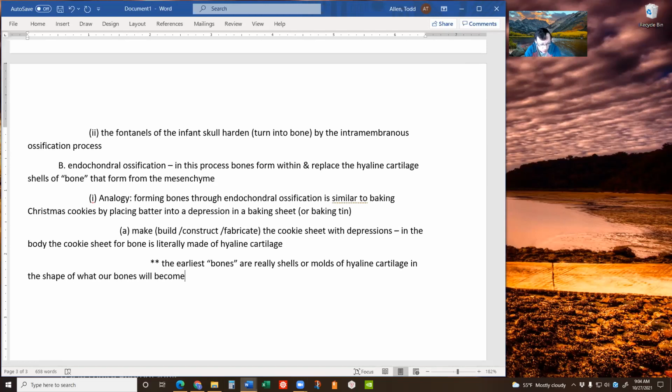But we can observe, nonetheless, that the earliest bones are really made of shells of cartilage, hyaline cartilage. That hyaline cartilage develops out of the mesenchyme, which is the embryonic connective tissue layer of the embryo that you are before you are born. Okay, so we make the cookie sheet with the depressions. We make the molds of the bones out of hyaline cartilage, and then, in my analogy, after we've made the cookie sheet, we fill the cookie sheet up with batter.